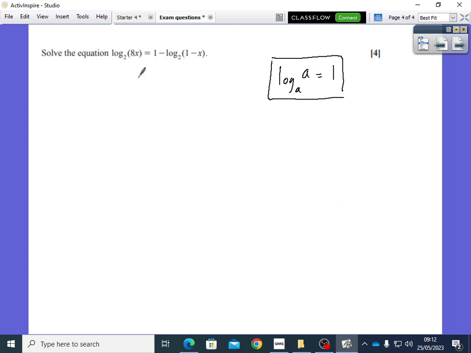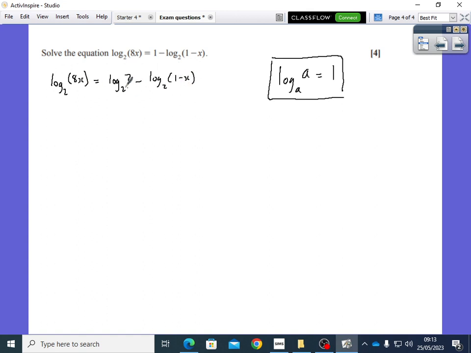So using this rule, I'm going to rewrite this as log to the base 2 of 8x equals, now I'm going to replace 1 with log to the base 2 of 2. Remember that when the base and this number are the same, it is equal to 1. Minus log to the base 2 of the bracket 1 minus x.